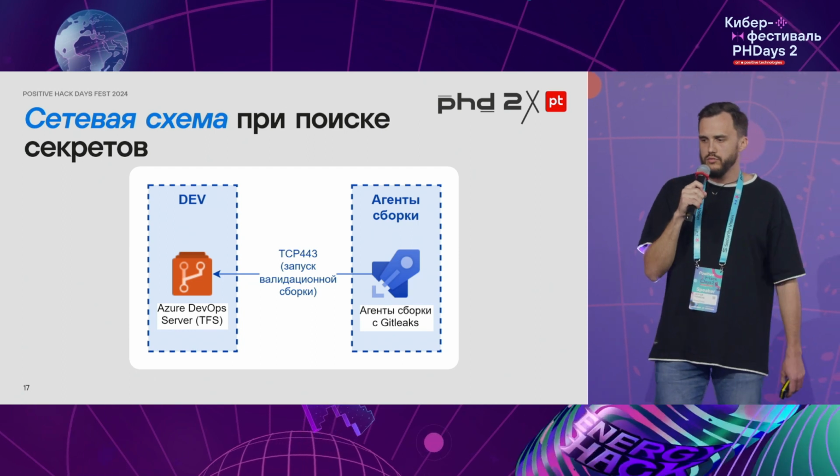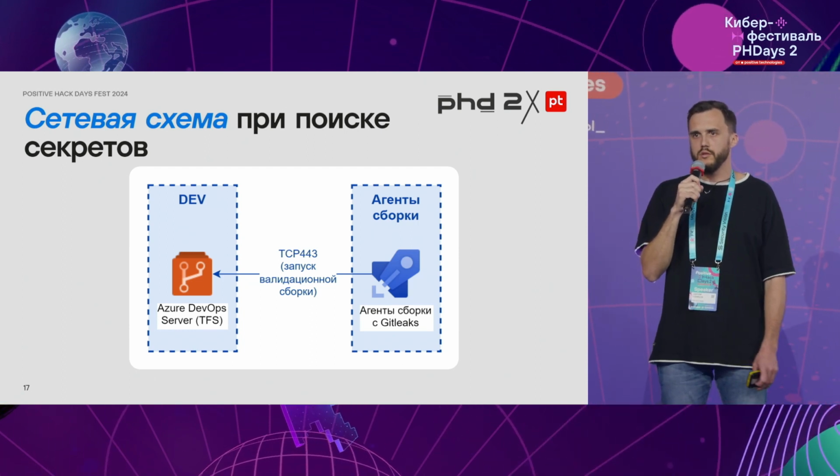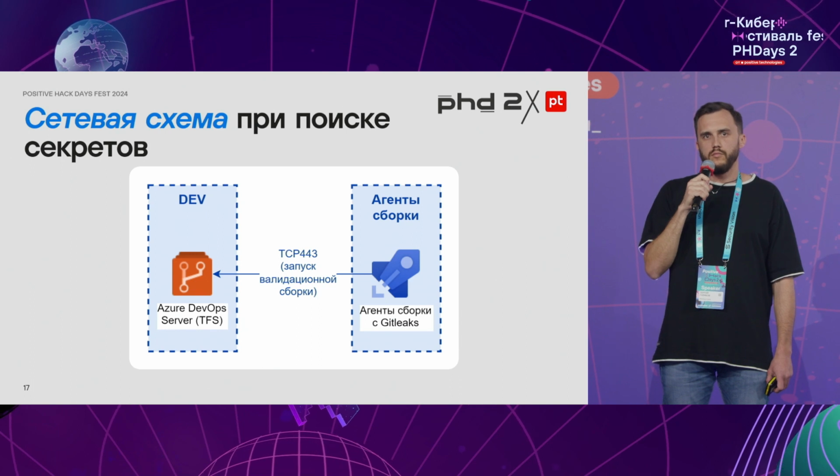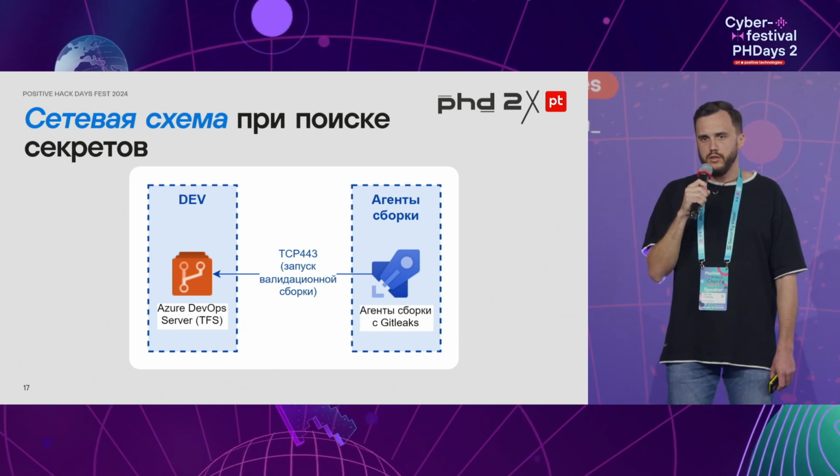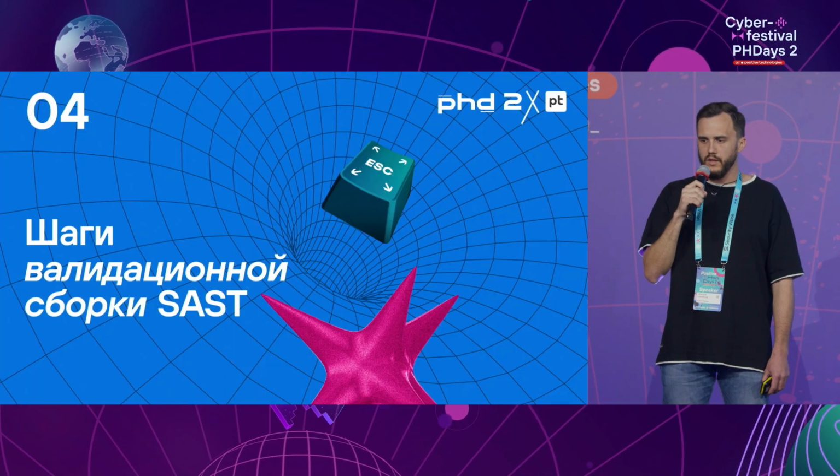Validation assembly. Search for secrets looks much simpler. There is an assembly agent that collects the code, checks it, and returns the result back.